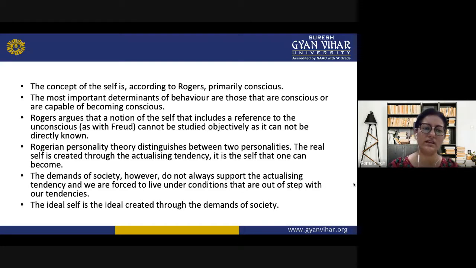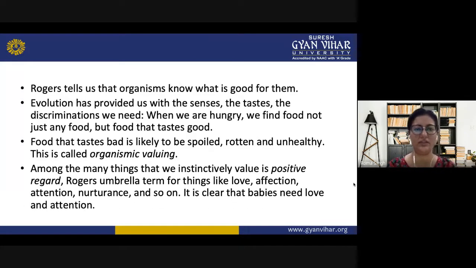So, the real self is created through the actualizing tendency, it is the self that one can become. The demands of society, however, do not always support the actualizing tendency, and we are sometimes forced to live under conditions that are out of step with our tendencies. So, the ideal self is the ideal which is created through the demands of the society, what should be and what you are really. So, Rogers tells us that organisms know what is good for them.